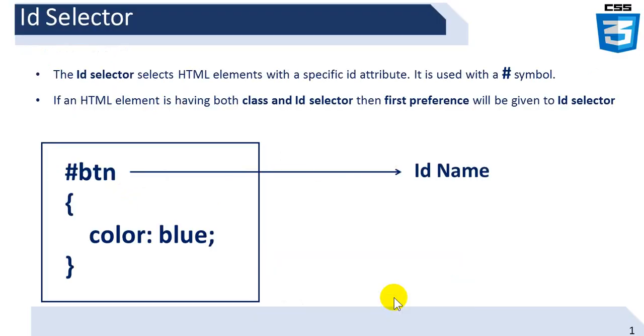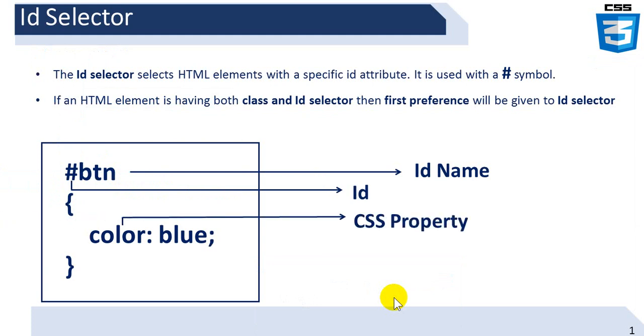So please go through this slide of id selector once. See, this is the id name, this indicates the id, and this color is the CSS property, and this is the value. The same thing, see, if an HTML element is having both class and id selector, the first preference will be given to the id selector. So I hope you guys understood, right?